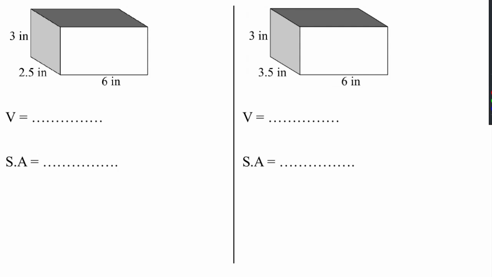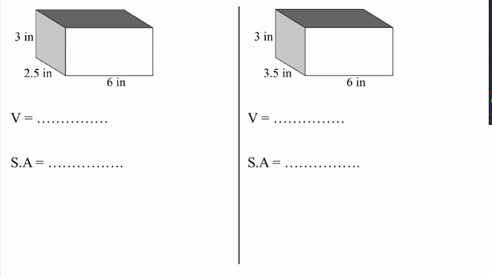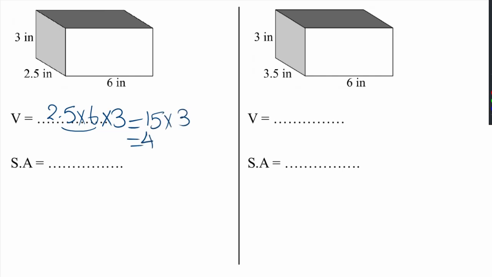We have a rectangular prism with the dimensions 6, 2.5 and 3 inches. So the volume will be simple, 2.5 times 6 times 3. Take your time, make your calculation, pause the video. Ready? 6 times 2.5 is 15. 15 times 3 is 45 inch cubed. Don't forget that the unit of the volume is cubed.